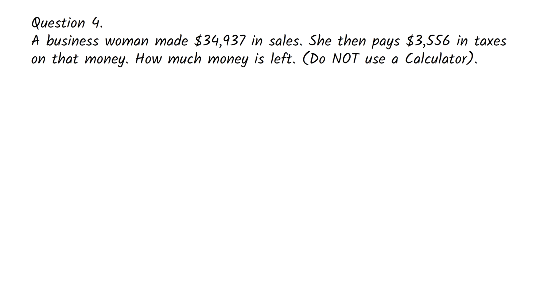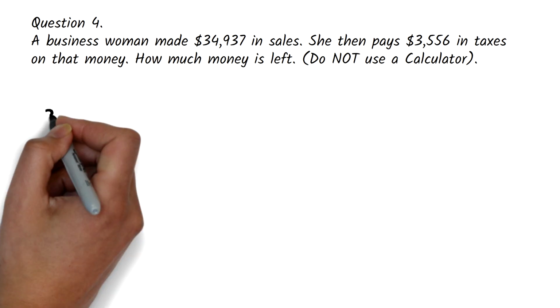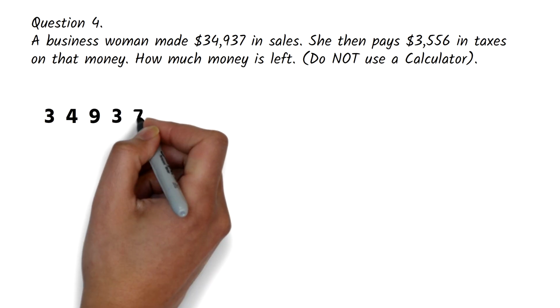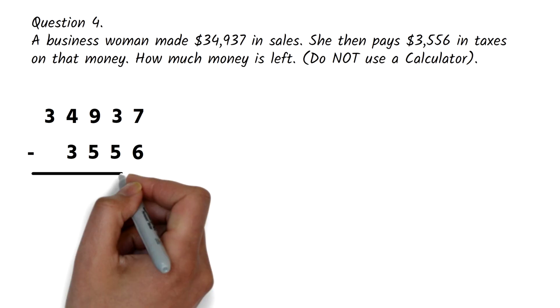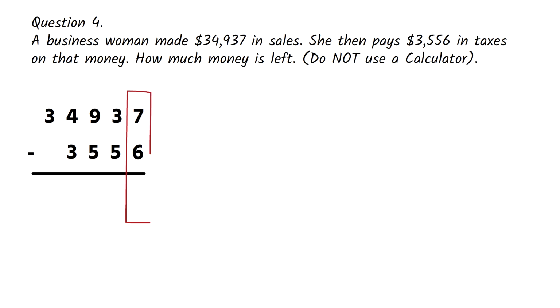That's aligning from the right. So we have 34,937 minus 3,556. We start from the units column. 7 minus 6 is 1. We move to the next column. We have 3 minus 5. Since 3 is less than 5, we will have to borrow 1 from the next column. This is 9. When we borrow 1, it now becomes 8.